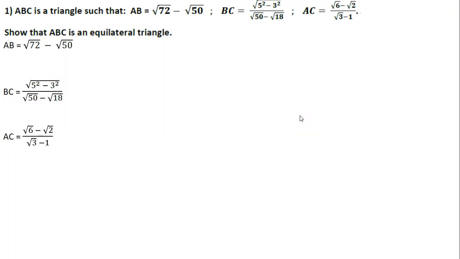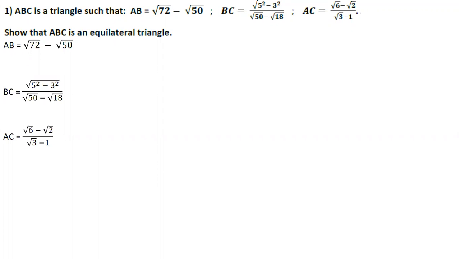Yasmina. Okay, Miss. ABC is a triangle such that AB is equal to radical 72 minus radical 50. BC is equal to radical 5 squared minus 3 squared over radical 50 minus radical 18. AC is equal to radical 3 minus radical 2 over radical 3 minus 1.